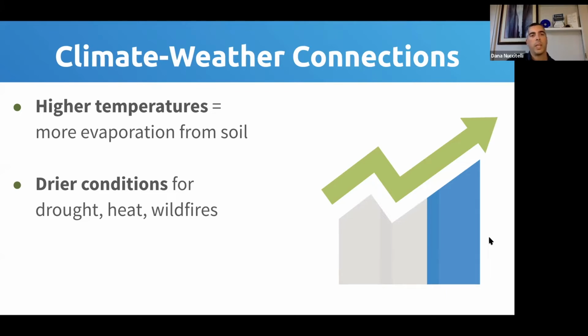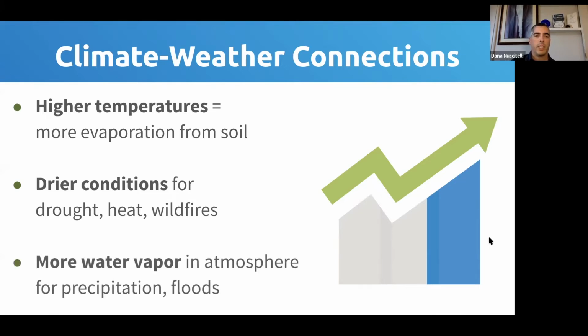It worsens those kinds of events by drying out the soil. And then conversely, a hotter atmosphere holds more water vapor. So in regions that are prone to heavy rainfall and flooding events, that increase in the amount of water in the atmosphere exacerbates extreme precipitation and flooding events in those particular regions.